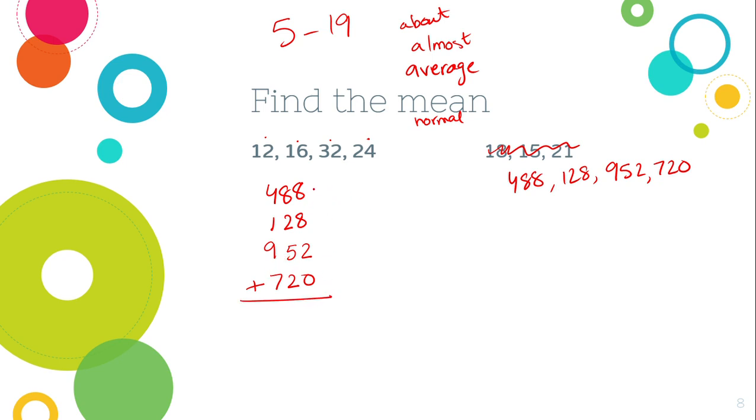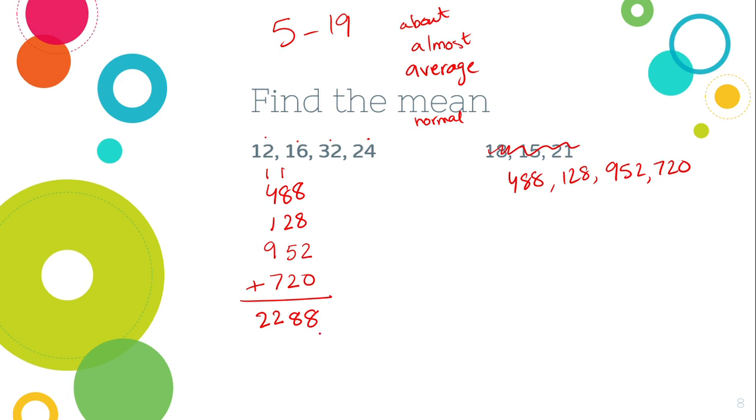Let's start adding. 8 plus 8 is 16. 16 plus 2 is 18. 18 plus 0 is 18. So 8 down, 1 goes up. 1 plus 8 is 9. 9 plus 2 is 11. 11 plus 5 is 16. 16 plus 2 is, again, 18. So 8 goes down, 1 goes up. 1 plus 4 is 5. 5 plus 1 is 6. 6 plus 9 is 15. 15 plus 7 is 22. Okay, I added. My answer is 2,288.